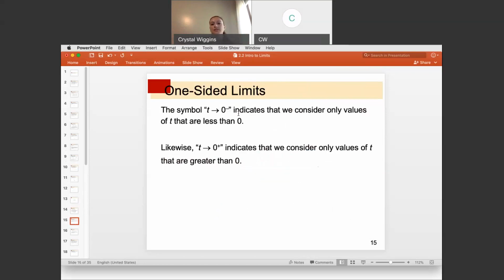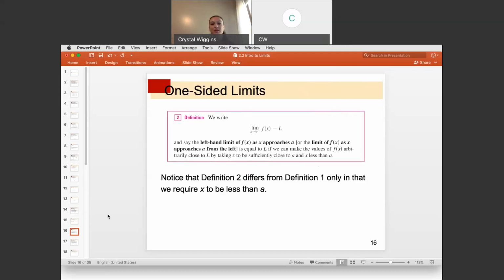Okay, so notice the symbols. The little negative sign indicates you are literally coming from the left side. So as you're reading, you're looking all the way to the left and you're following the function. And the little plus sign means look to the right and follow the function up into the x value in question. We should write the left-handed limits with the limit as x approaches a from the left of a function is equal to L.